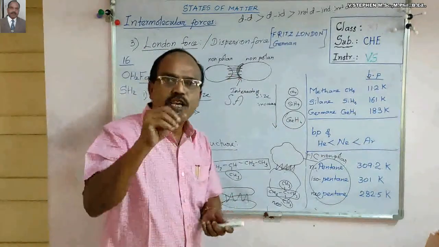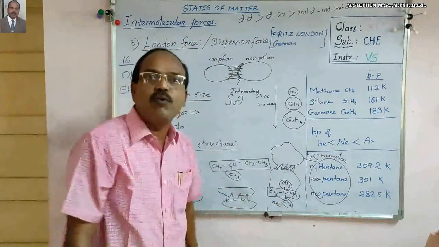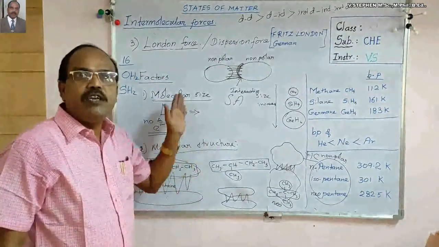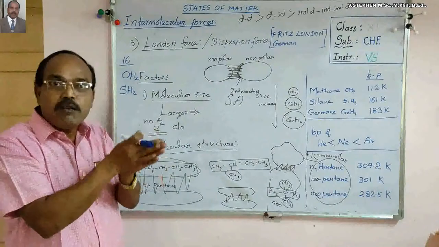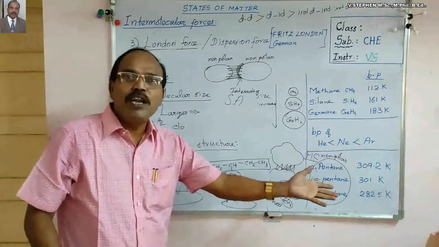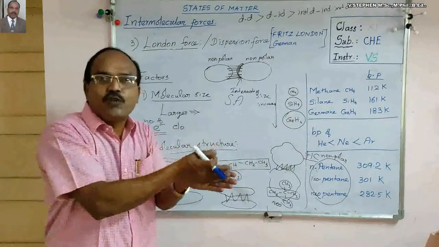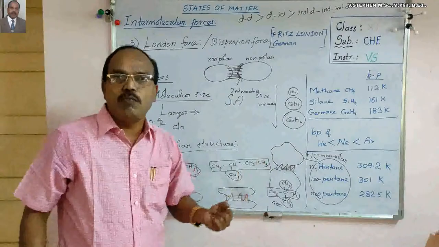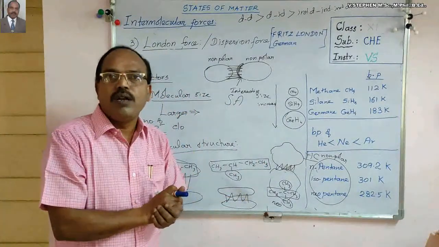Similarly, you take sodium chloride. The first question: sodium chloride is highly soluble in water. Why? Think about that. Can you explain it using any one of these forces? You think and keep it. But the same sodium chloride is insoluble in benzene or in carbon disulfide, CS2 liquid, which is also a solvent. The sodium chloride is insoluble there, and in water it is highly soluble.